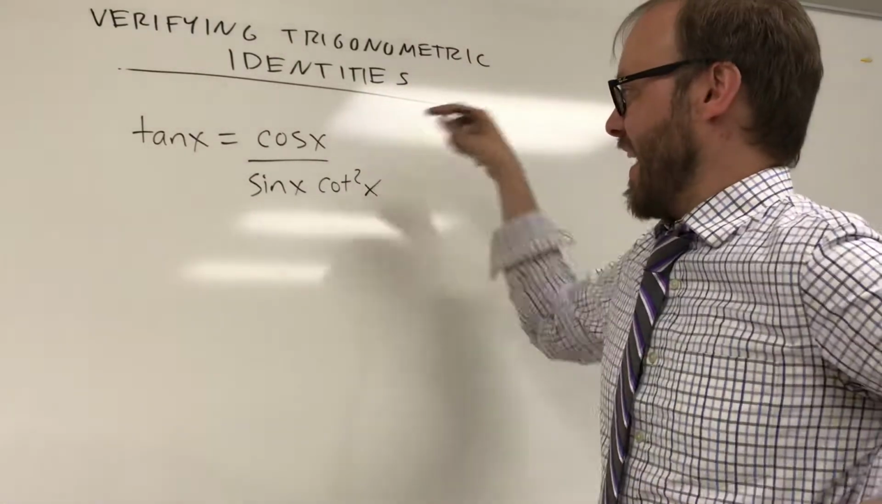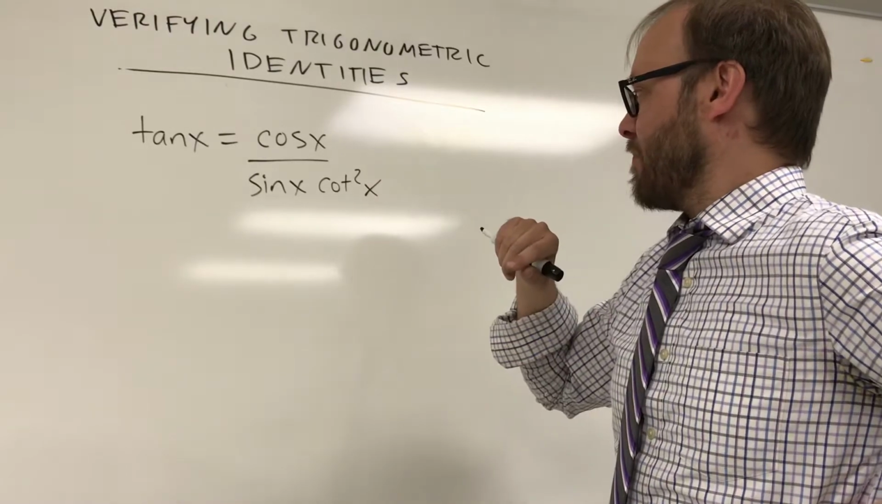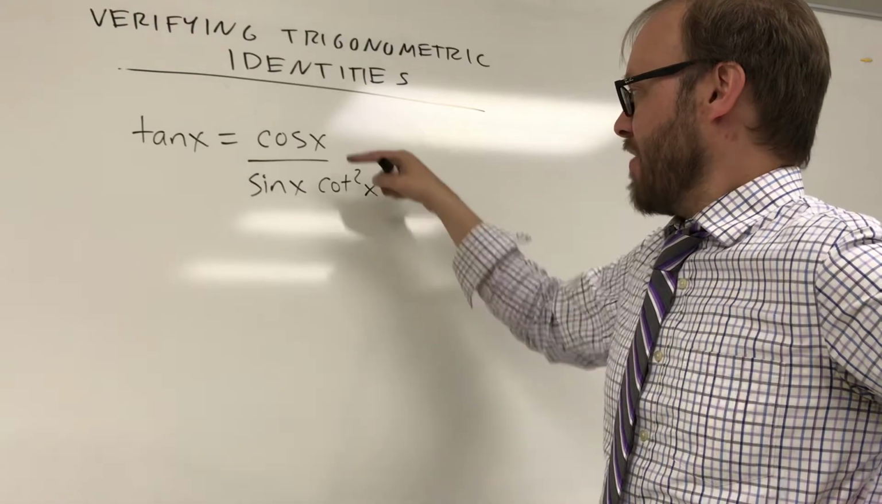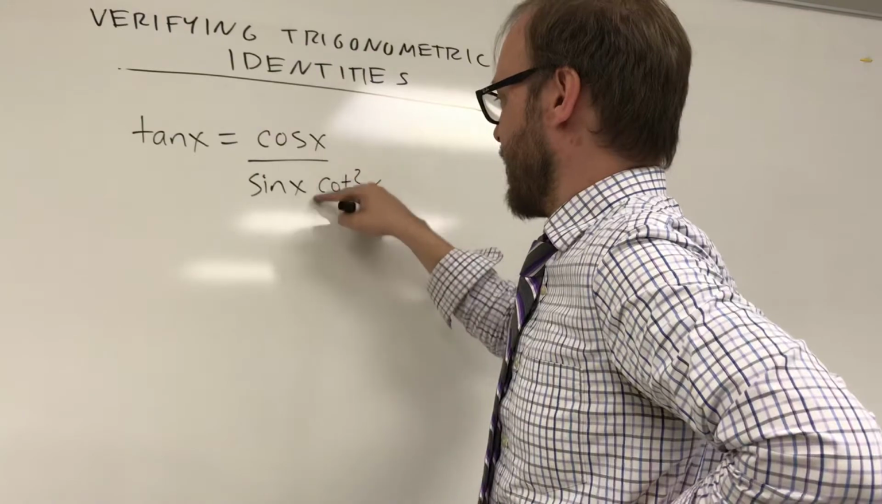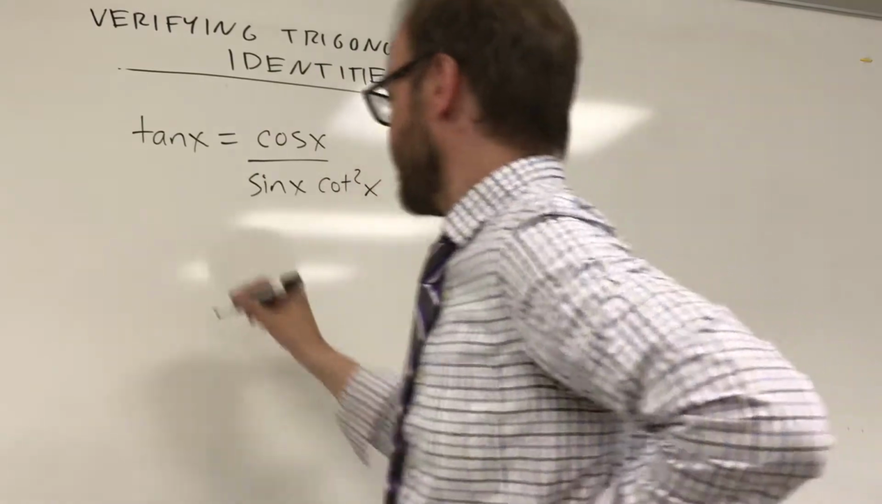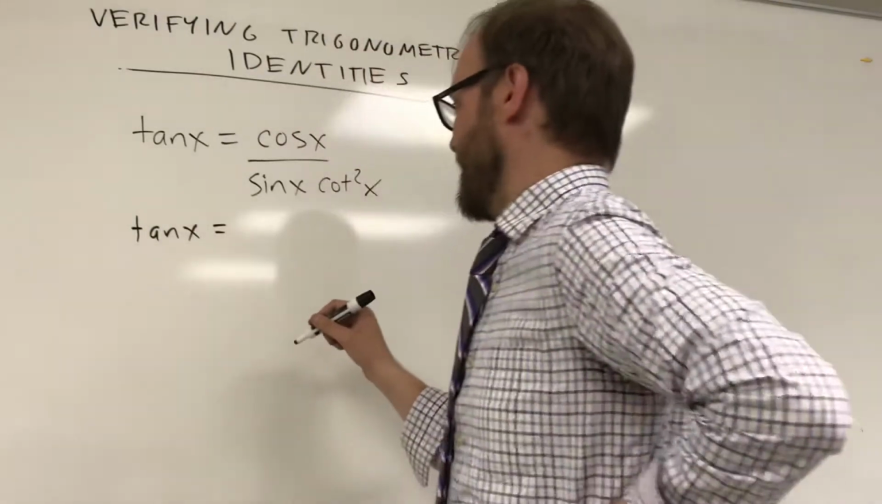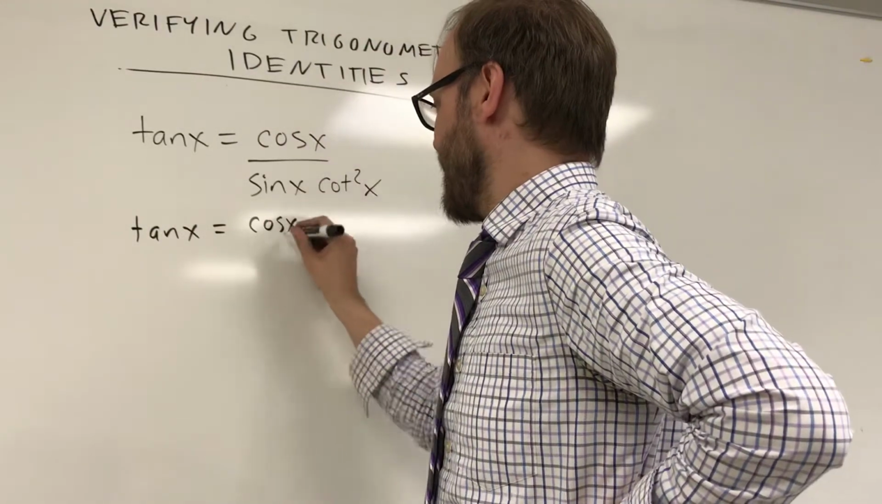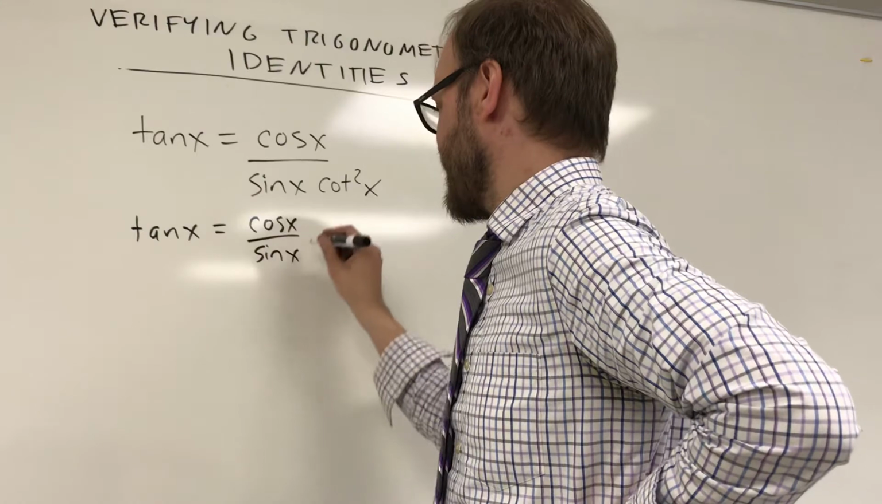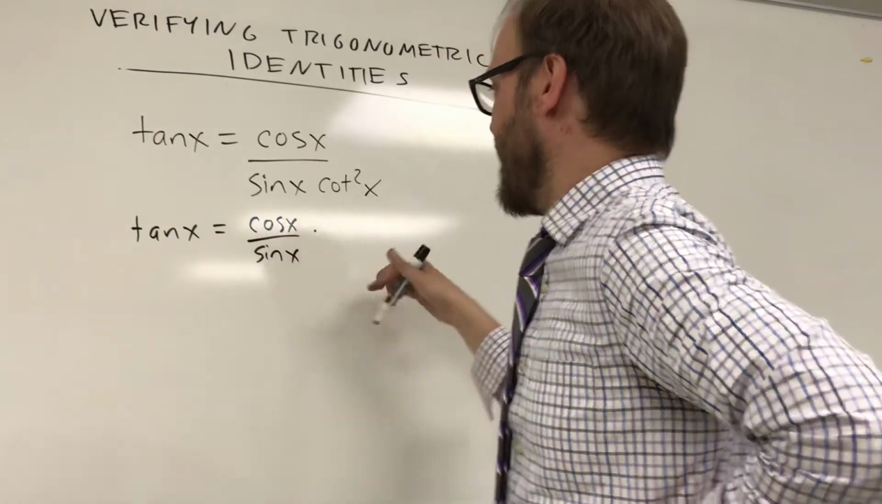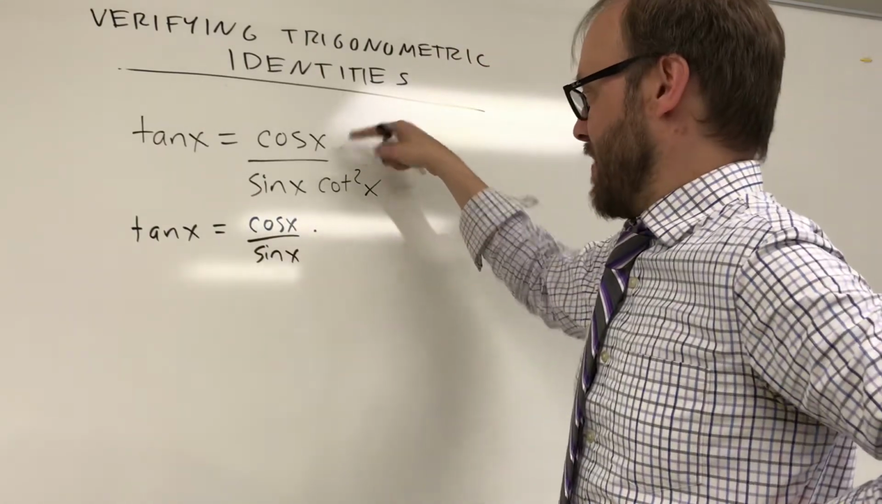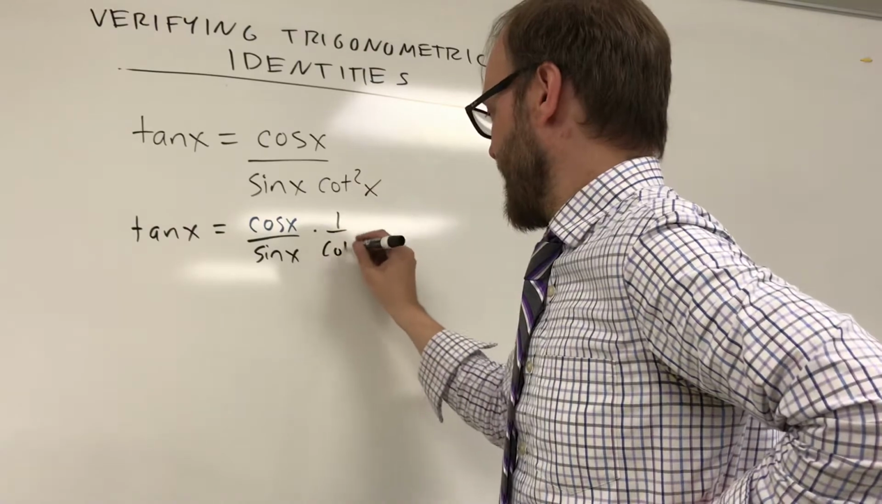I'm going to rewrite this, I think, as a sine over a cosine times 1 over cotangent. So I'm going to simplify the right-hand side to equal the left-hand side this time. So I'm going to write this as a cosine of x over a sine of x times the cotangent's in the bottom, so that would be a 1 over cotangent squared of x.